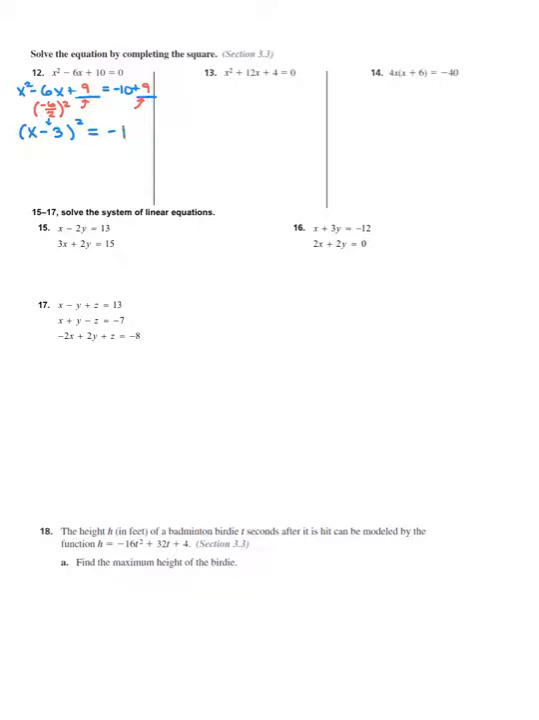And at this point now you do the square root method. So we take the square root, plus or minus the square root. So I have x minus 3 equals plus or minus i, and then I add 3 to the other side. I didn't need those parentheses there. So 3 plus or minus i, and that would be your final answer. There's nothing else you can do with that.